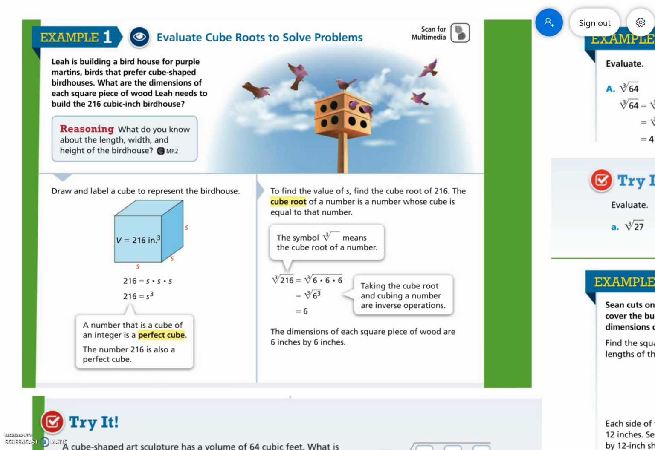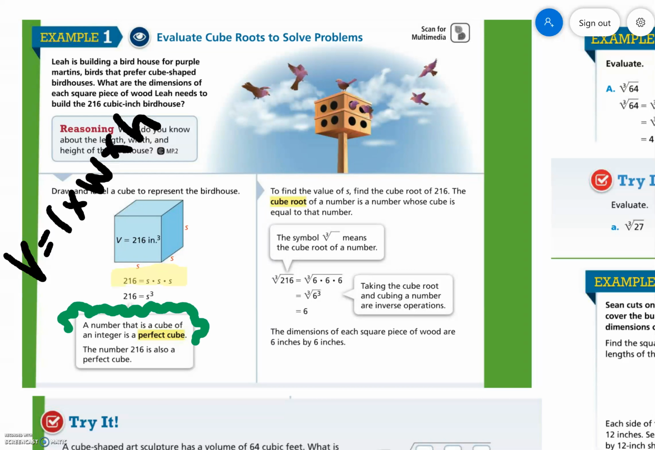So please remember that volume of a cube is equal to length times width times height. And a cube has all of the same sides. So that's why they use side times side times side. Since there are three of them, and all three sides are the same, it's going to be s cubed. A number that is a cube of an integer is a perfect cube. So a cube of an integer. Here's your vocab word.